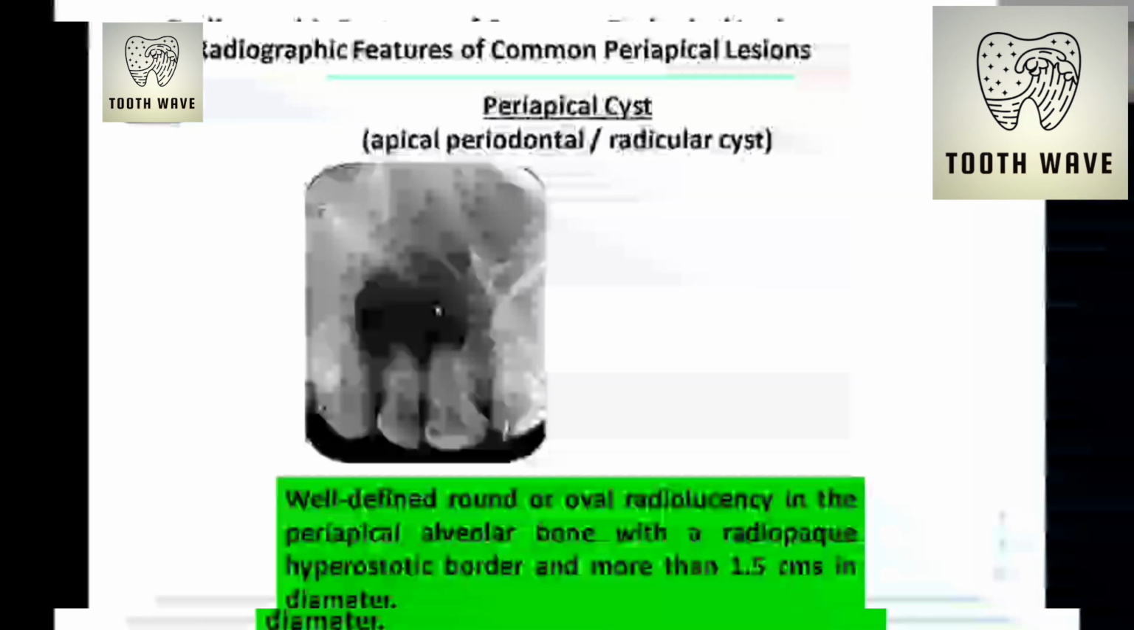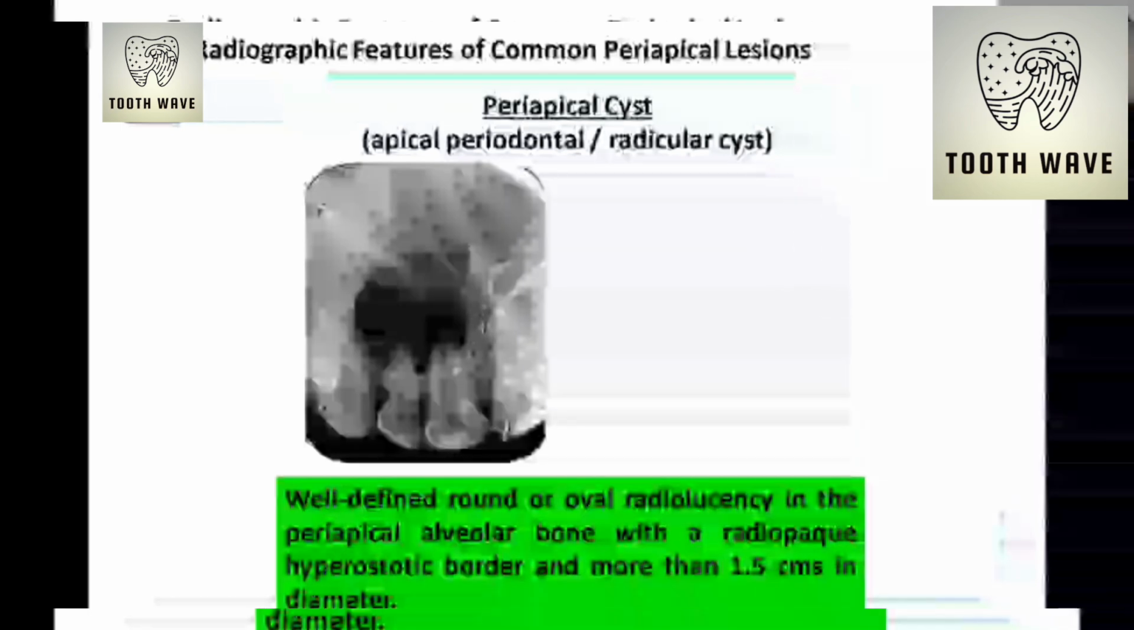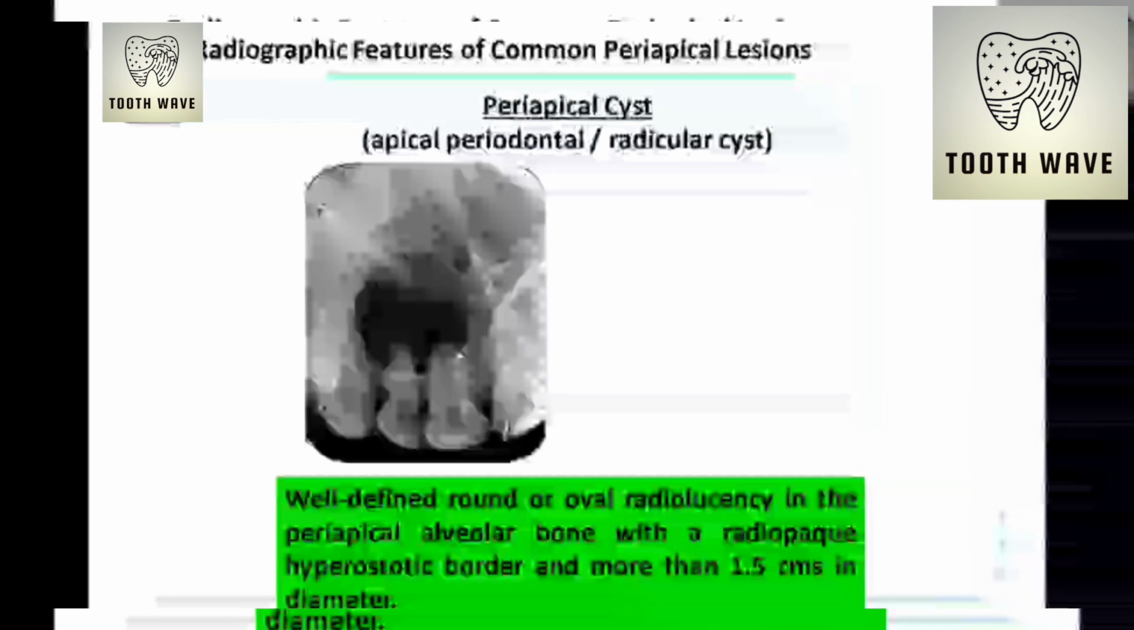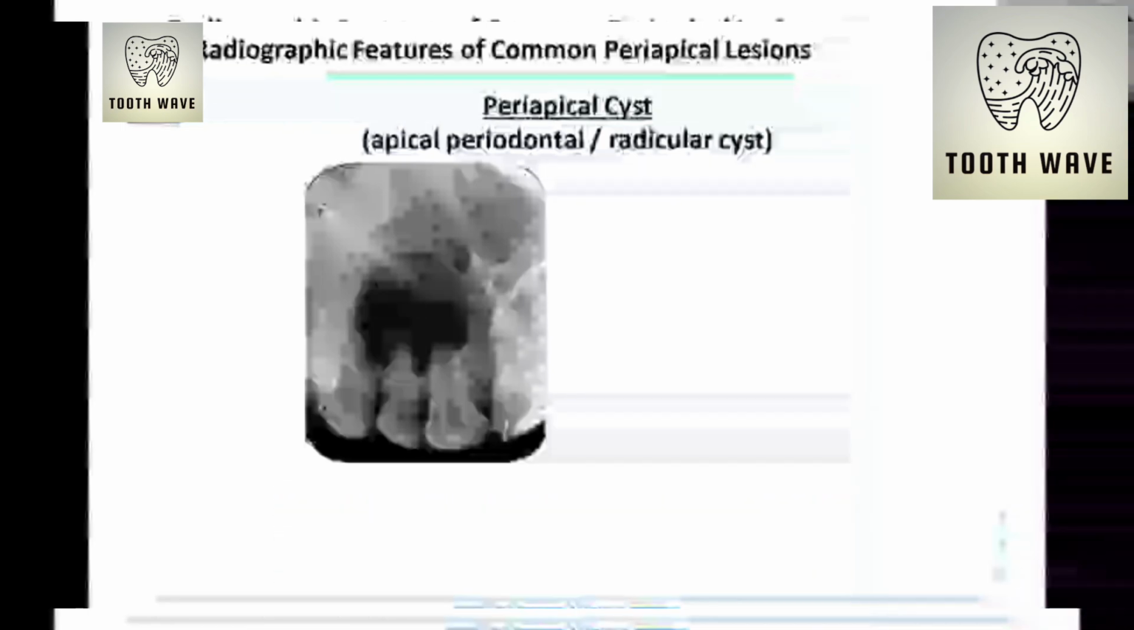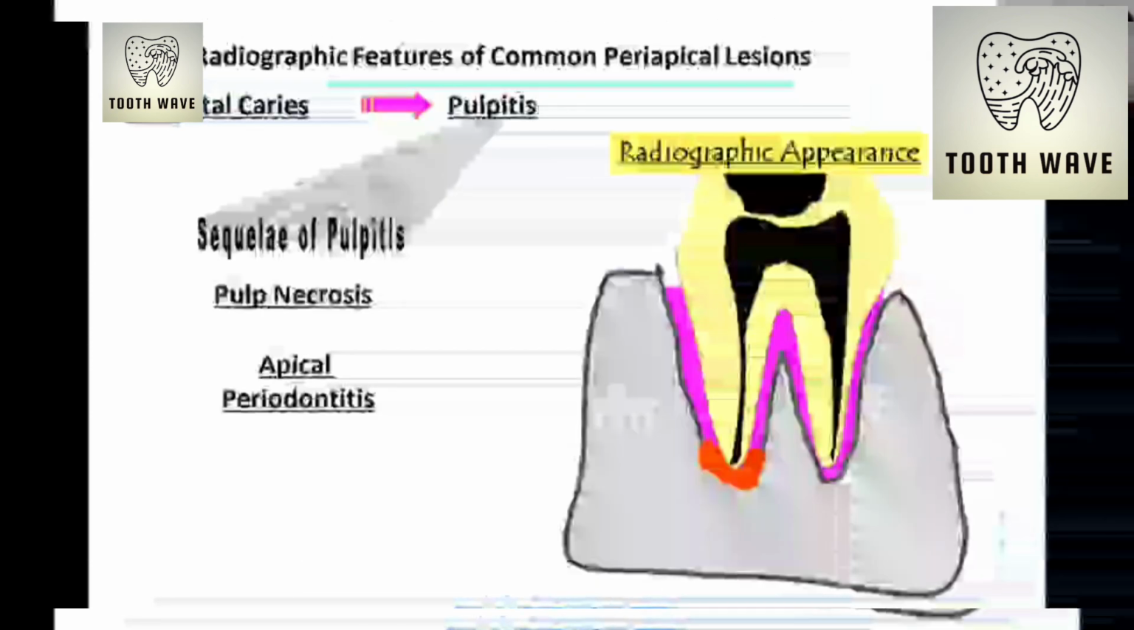It's very important you recognize the errors in the radiograph. Shortening is there, you have given a very high vertical angle. So this is 2, 1, 1, 1, 1, 2, 1, 3. This is a well-defined round or oval radiolucency involving 1, 1, 1, 2, sometimes 1, 3, with a hyperostotic radiopaque corticated border. So this is more than 1.5, then it is a radicular cyst. This is how you identify a cyst. And if this border is not continuous, it's absent, then it becomes an infected cyst. So partial loss is indicative of secondary infection.